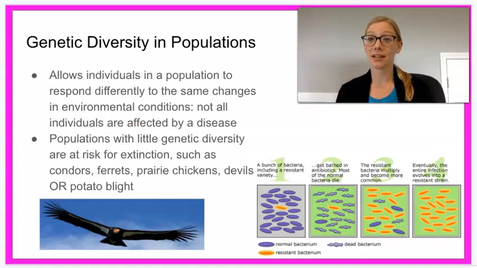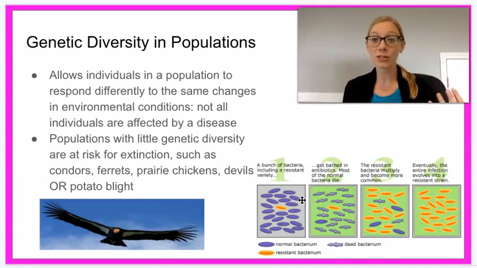So having genetic diversity in a population is a good thing, right? This allows individuals in a population to respond differently to the same changes in environmental conditions, right? What does that mean? Maybe not all individuals get affected by a disease and die off, right? We've talked a lot about bacterial resistance and that variety being good if you're a bacteria, right? If you're not a bacteria and you want the bacteria gone, not so good, but this idea of diversity makes it more possible for a population to continue on and reproduce.